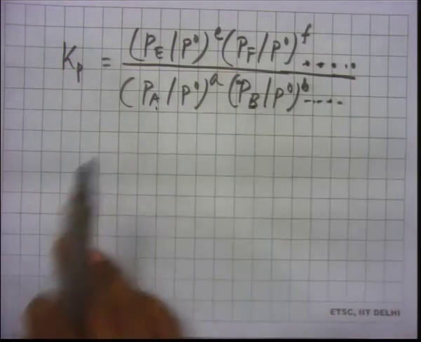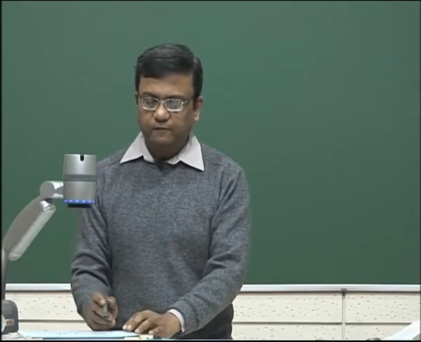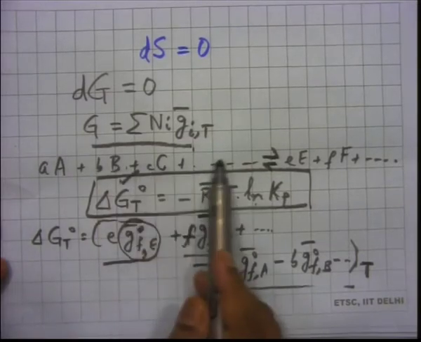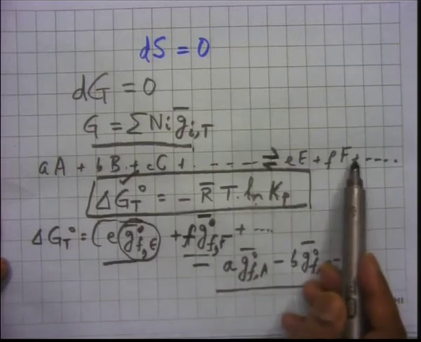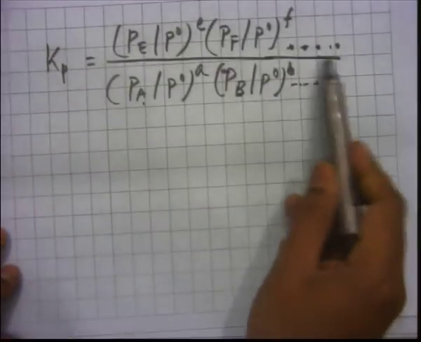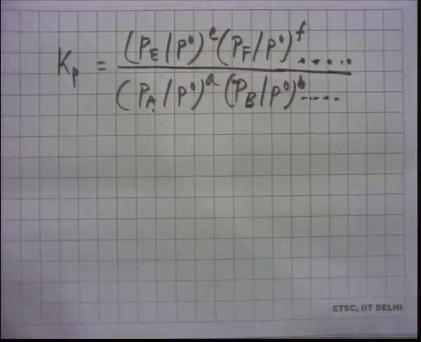So, remember this equation which we wrote a few minutes back. We have A, B, C, etc., maybe A, B, C, D on the left hand side and E, F, etc., on the right hand side. Since this etc. business is there, we have these dots written here. So, other similar terms. So, that gives you the equilibrium constant.